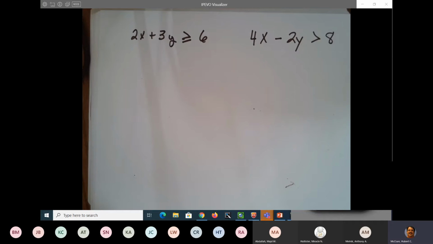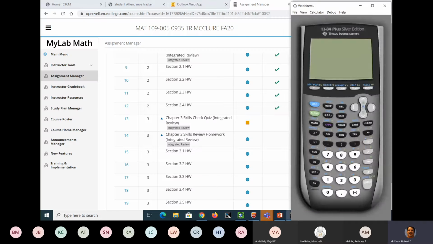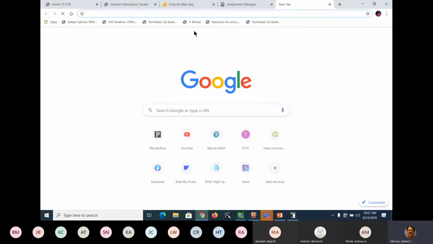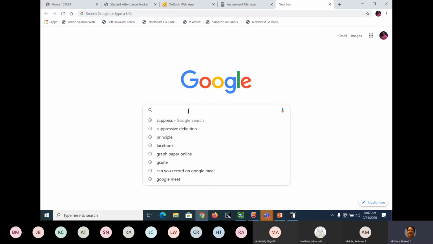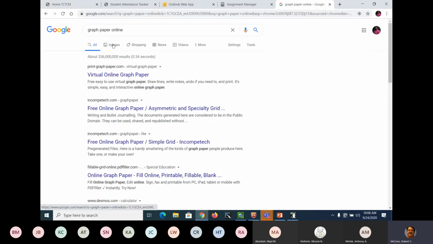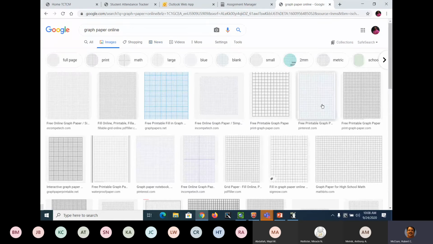So I want you, and this is on a piece of graph paper. I don't have one with me. So while you're working on it, I'm going to print me out one. That'll take a long time because it's just a lot of stuff involved. It takes forever to print out a piece of graph paper. You have to type in graph paper online, and then hit enter, then hit images, and it's just awful.